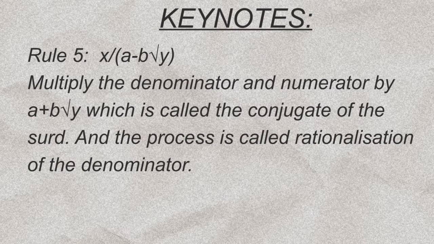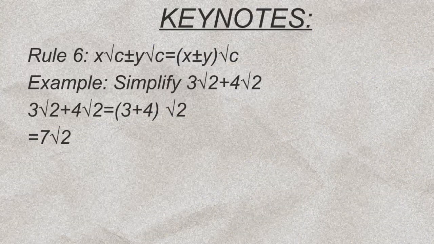Now we want to look at the final rule, rule 6. Rule 6, when you are given a value x root c plus or minus y root c, it will be equal to x plus or minus y all root c. Now, how can we go about this? Look at this example that is given to us.